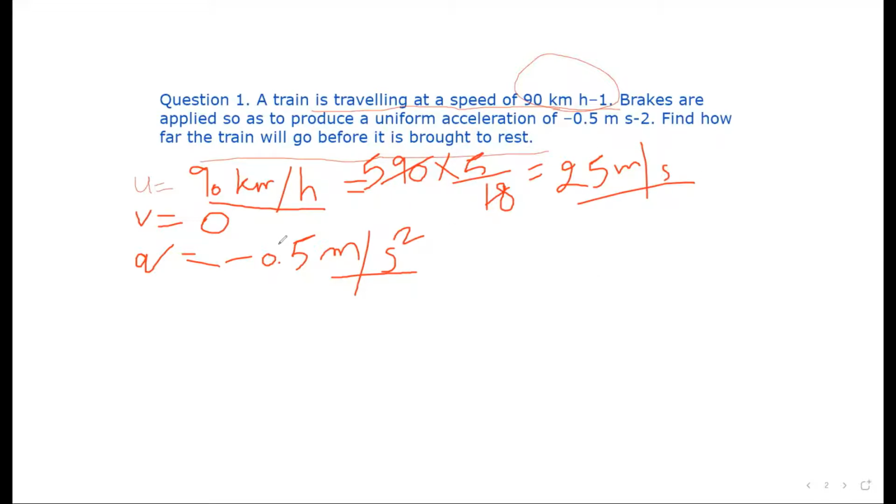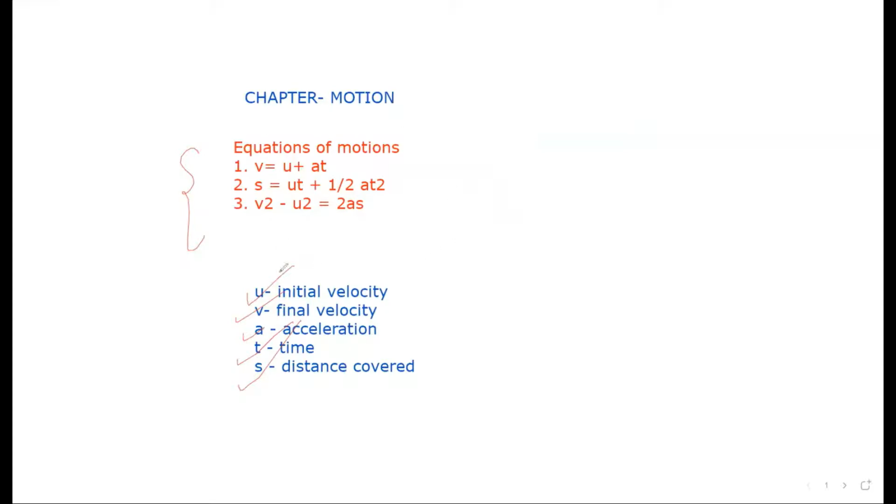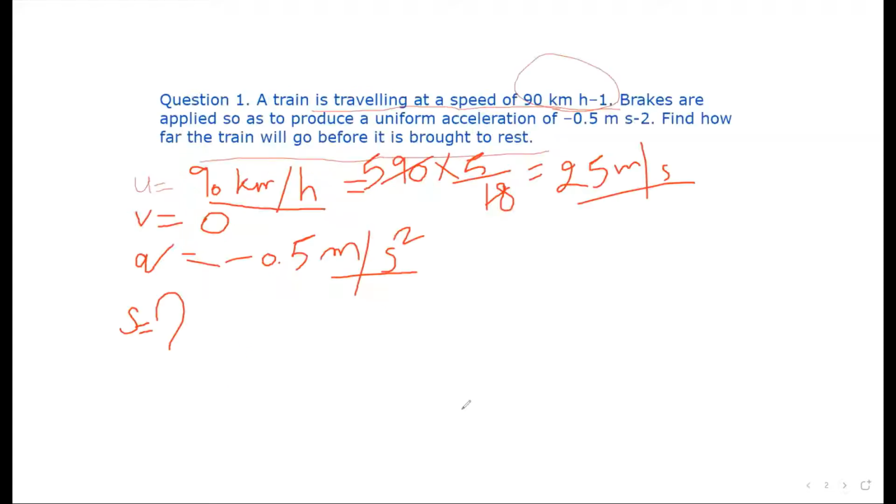Now what we have to find is how far the train will go. So we are finding s, the distance covered. Always remember, whenever we apply an equation, we apply such an equation in which only one variable is unknown. Two should not be unknown. Here we don't have t, so we will not use an equation in which t is needed. Out of these three equations, the third equation is better to use here, because we don't have t and only one variable is unknown, that is s.